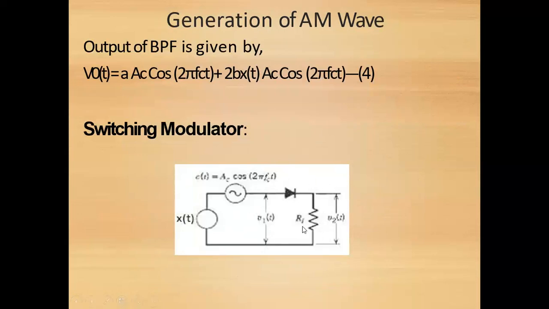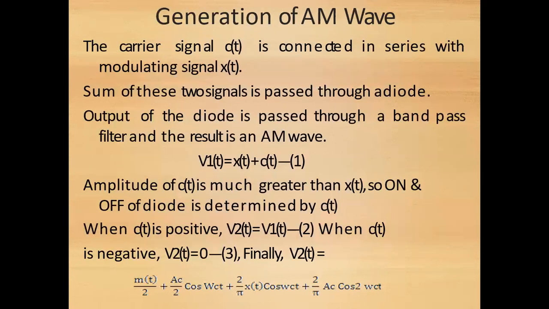So this circuit will operate depending upon the amplitude of the carrier signal. If the amplitude of the carrier signal is positive, meaning higher, it allows the input to pass to the output. If the amplitude of the carrier signal is lesser, 0, then the output will be 0. So that is the switch operation.